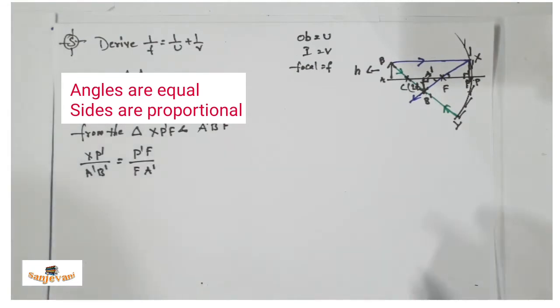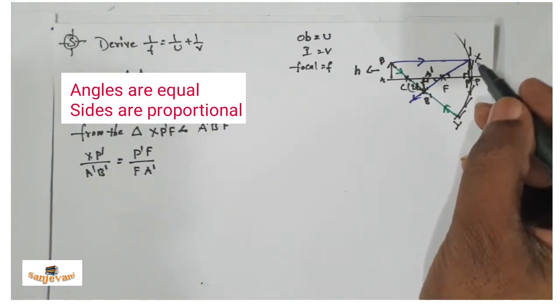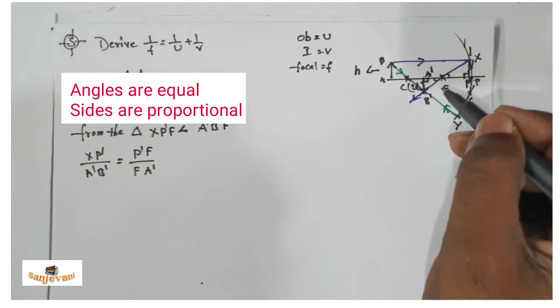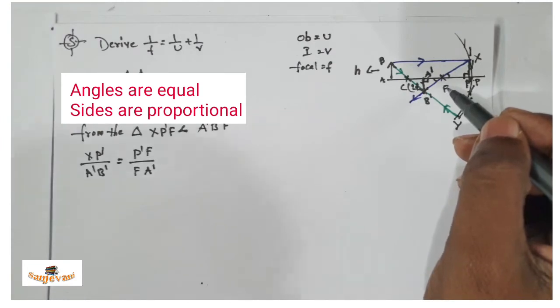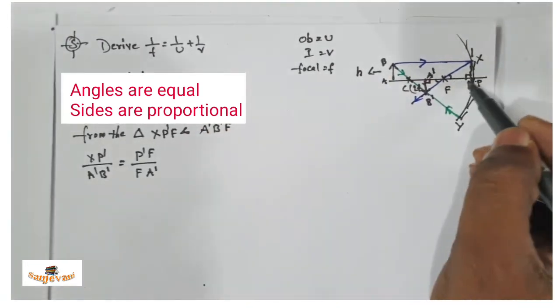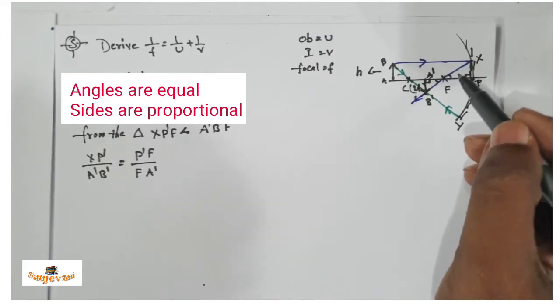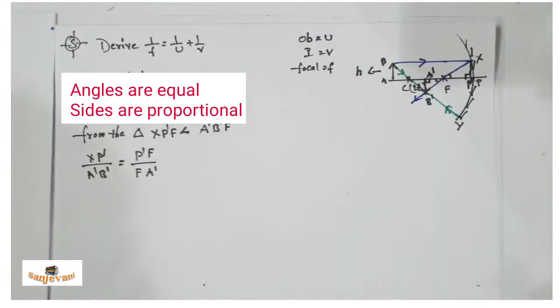Yeah, here no need to take the third side. If you want to take the third side, X, F is equal to F, B. Why? Because in this one, we need to derive 1 by F is equal to 1 by U plus 1 by V. In this one only, there is no relation. There is no need to take this one. That's why we are not taking that one. Right, up to now here.